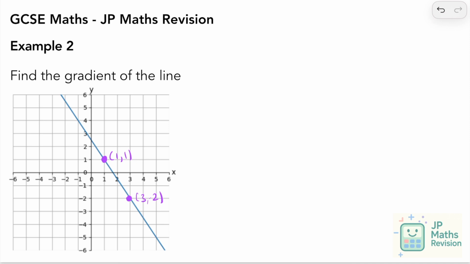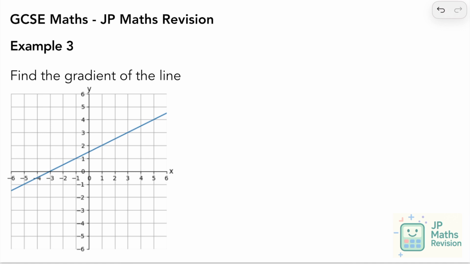To get from the top point to the bottom point, I'm going down by 3 this time. So the change in y this time is minus 3. And to get from 1 to 3, I go along by 2. So the gradient this time is minus 3 divided by 2, which is minus 1.5. You can see this one has a negative gradient because it's sloping downwards. Whenever a line is sloping downwards, the gradient is negative. Whenever a line is sloping upwards, the gradient is positive.